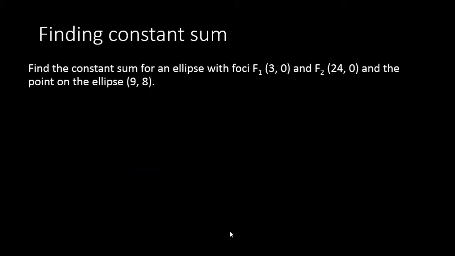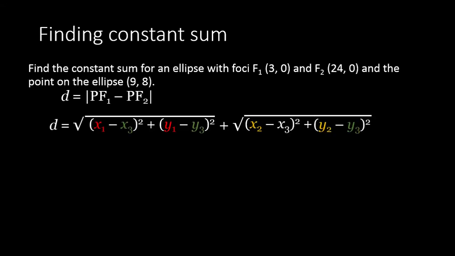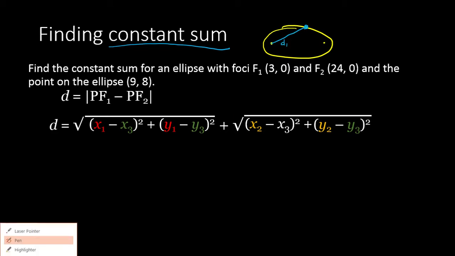Now, we use an altered version of the distance formula for finding the constant sum of an ellipse. It looks like this. Notice what's happening. If I had this ellipse that maybe looks like this, let's say I have foci here and here. If I wanted to know the constant sum of the ellipse, let's say I take this point into consideration and I'm going to measure the distance from here to here. That's going to be one distance. And then I'm going to measure the distance from here to here, the second distance.